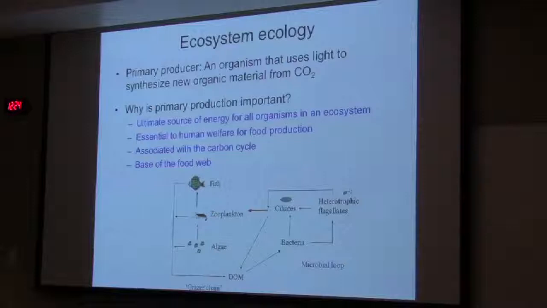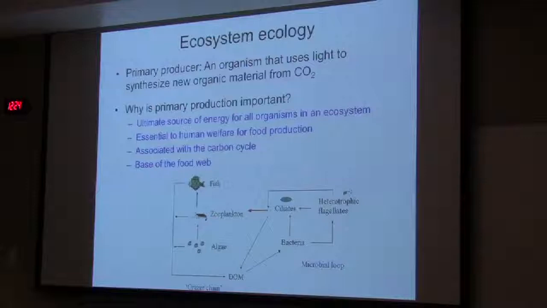So a primary producer is an organism that uses light to synthesize new organic material from carbon dioxide. So it's not on here. What's one major primary producer that you can think of off the top of your head? Just shout it out. Plants. Yeah, big time. So on land, primary producers are going to be your plants.